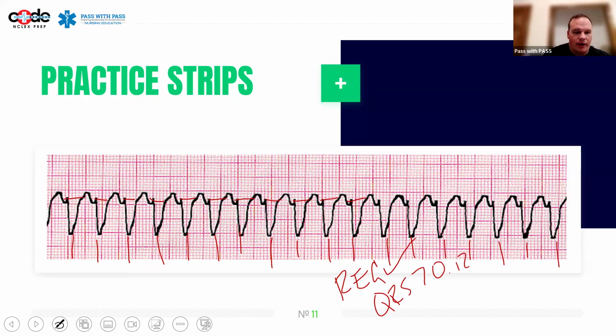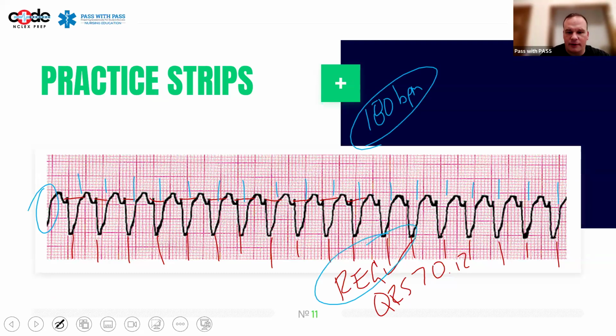And now let's look at our rate. 16, 17, 18. Like I said, some people might tell you to count that as a half a beat. For my sake, I'm just going to say it's 180 beats per minute. Okay. So 180 beats a minute. It's regular. It's wide complex. Does it have a pulse or not? It's either VTAC with a pulse or pulseless VTAC.